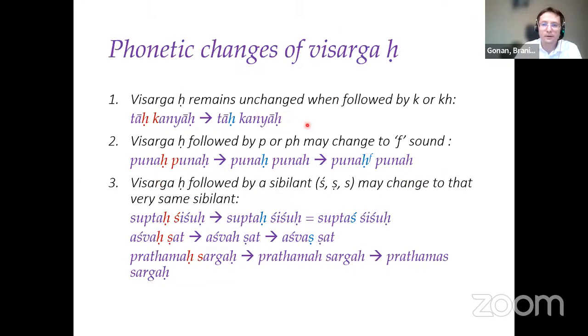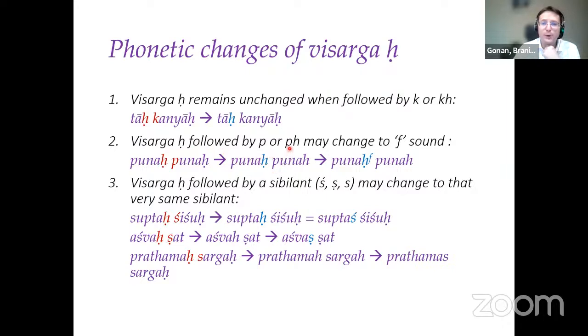Okay, and then what about Visarga? This is the second special character. We have h with a dot down, Visarga. Visarga remains unchanged when followed by k or kh. And all these Visarga sounds are aspirated, right? Tah, kanyach, tah. And it should be pronounced as a Mahaprana, tah.